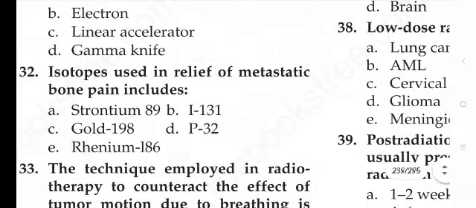Next question, isotopes used in relief of metastatic bone pain include. Options are option A strontium 89, option B I-131, option C gold 198, option D P32, and option E is rhenium 186. The answer of this question is option A, that is strontium 89.